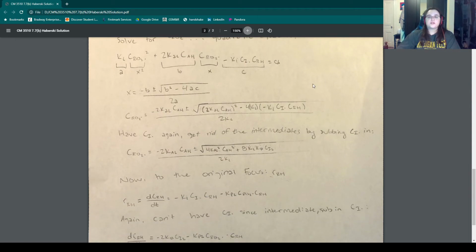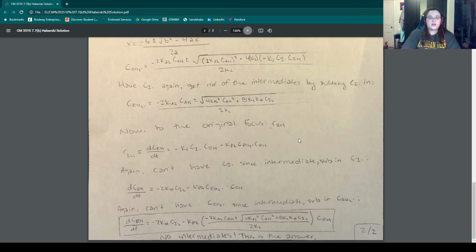So subbing in these sections of the equation, we are going to notice we actually haven't gotten rid of all of our radicals. So we have to substitute the concentration of I radical again, so that way we can get rid of all of the intermediates. Alright, so now we have our concentration of RO2 radical. Now that we have all of these concentrations, we now need to go back to our original focus, which, if you can remember, is going to be RH, our hydrocarbon in our motor oil.